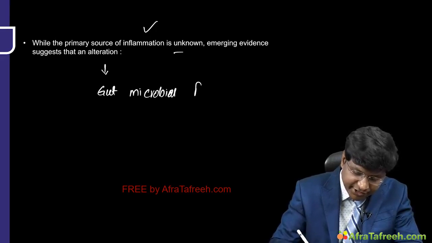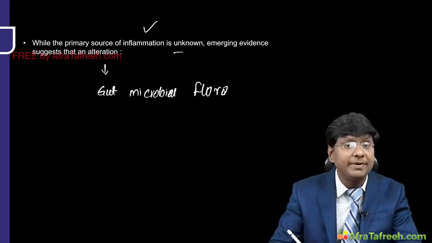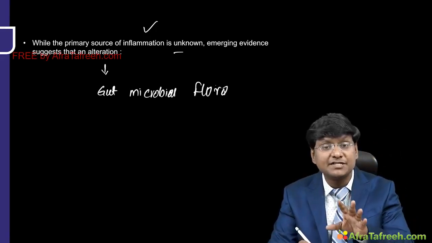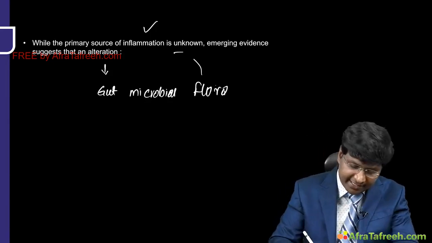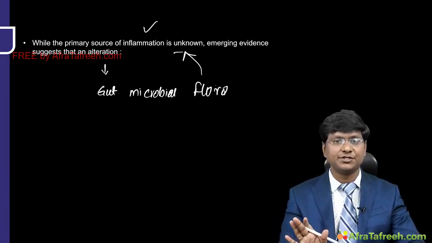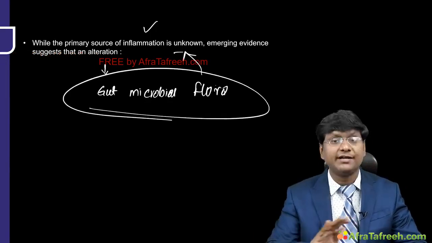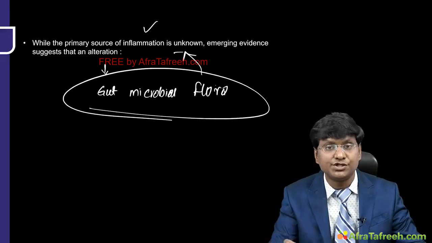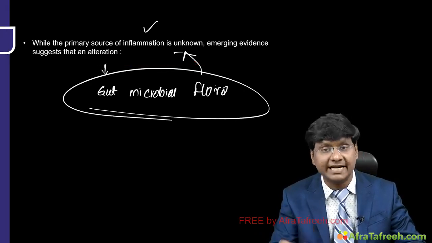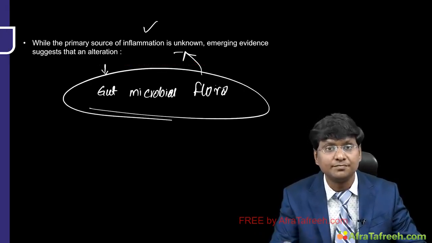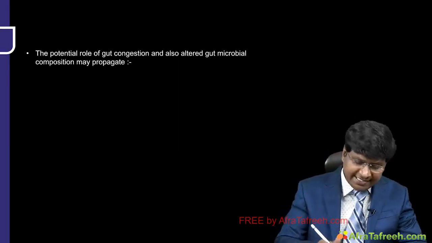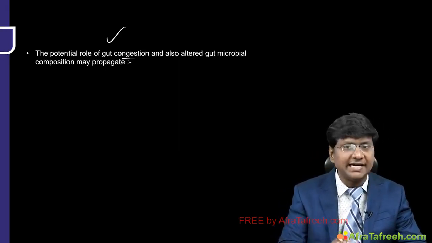This alteration in gut microbial flora plays an important role in the process of inflammation. What is the primary source? We don't know. But there is also alteration in the gut microbial flora composition, and there is also loss of microbial diversity that plays an important role, right? And what exactly is the reason for the gut congestion?